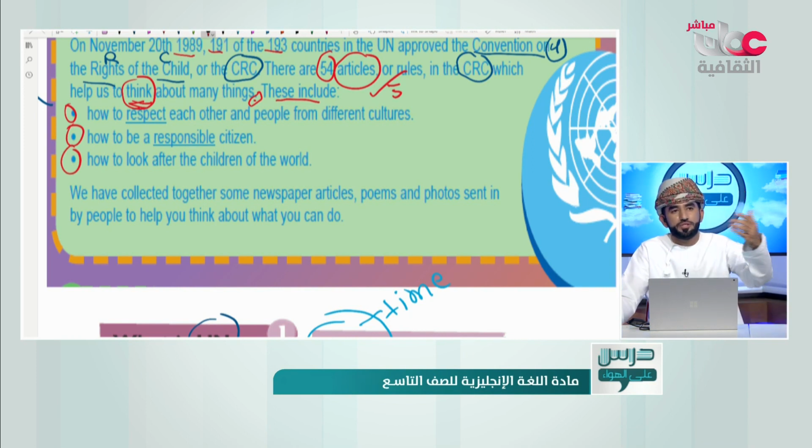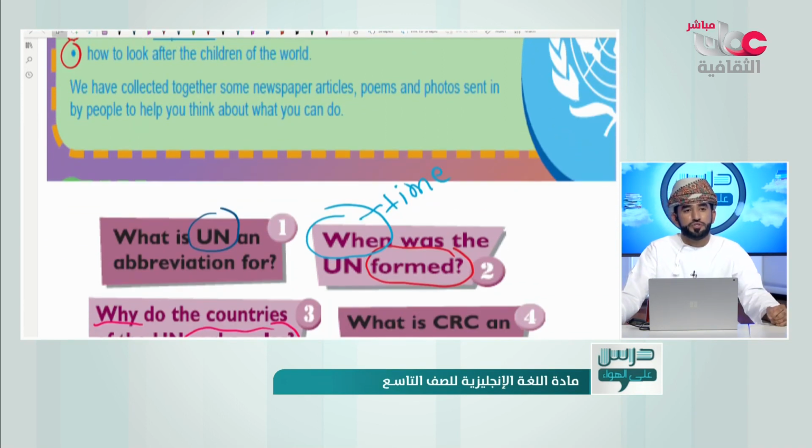So you've got how to respect, how to be a responsible citizen, and how to look after the children of the world. Okay, that is very lovely. Any kind of questions? Do you have some questions, people? Is it very crystal clear? Have you got the idea how to answer comprehension questions? Well done.